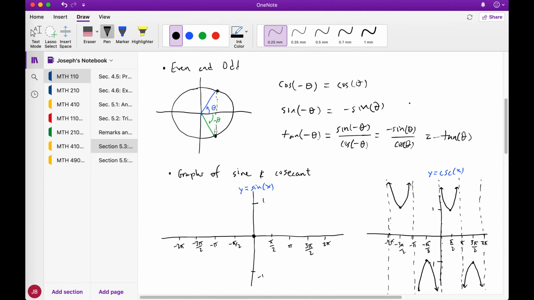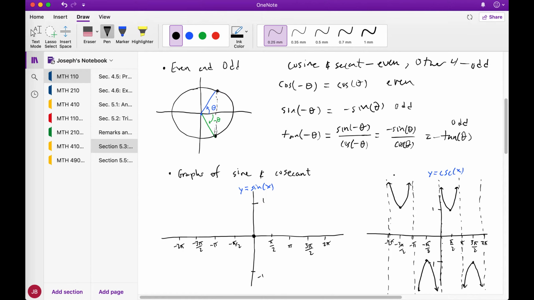And so what we see is that this one is odd, as is this one, but cosine is even, right? And it turns out that cosine and secant are the only even trig functions. The other four are odd. So cosine and secant are even. Other four are odd.